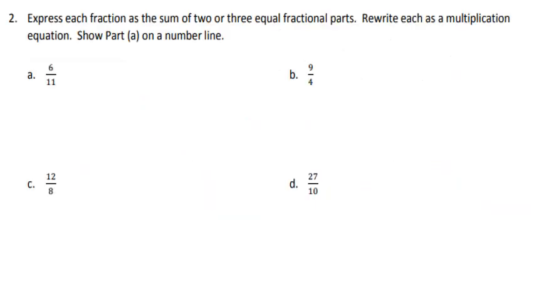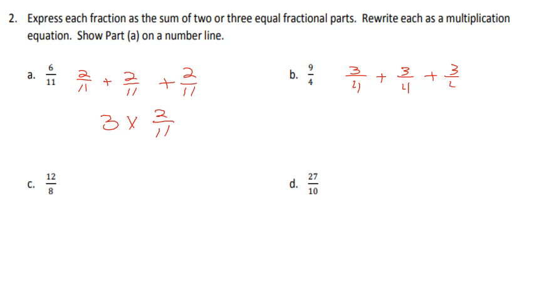Okay, number 2, express each fraction as a sum of 2 or 3 fractional parts. We write this as a multiplication equation. Now there's many different ways you could do this. So this one here, since it's even, I'm just going to go 2 elevenths plus 2 elevenths plus 2 elevenths. And I can rewrite that as 3 times 2 elevenths. On B, we have 9 fourths, so I can go 3 fourths plus 3 fourths plus 3 fourths. And I can write that as 3 times 3 fourths.